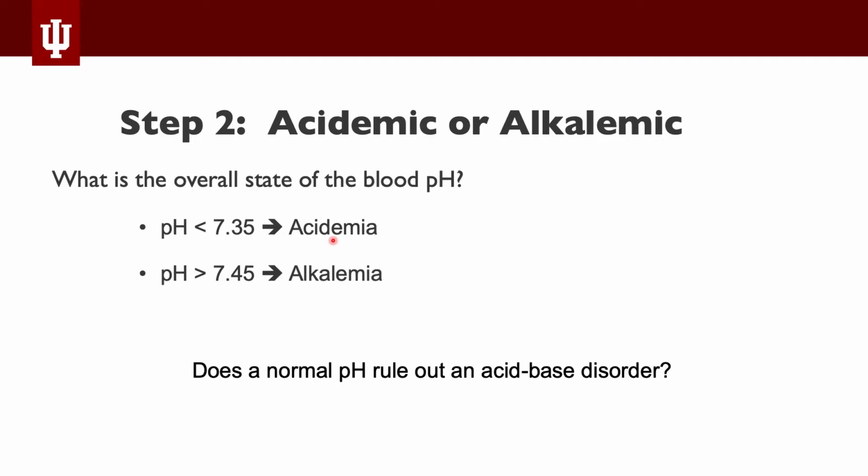Now, quick question. Does a normal pH rule out an acid-base disorder? Answer yes or no. So no, a normal pH does not rule out an acid-base disorder because, of course, you can have an acidosis and an alkalosis that are basically giving you a normal pH, but there can still be serious things going on in your patient.